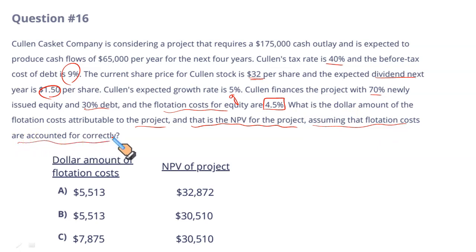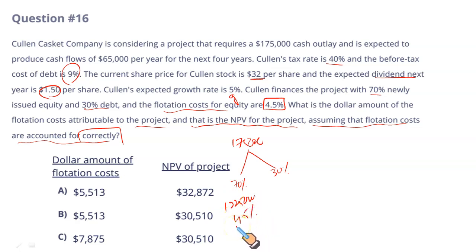There are two ways of treating the flotation cost. The first one is to consider the flotation cost as an initial outflow at the start of the project. And second is to embed or incorporate the flotation cost within the cost of capital. So this is the correct approach, treating your flotation cost as an initial outflow, as a part of your initial investment. So we need $175,000. 70% of this would come from equity and 30% would come from debt. 70% of this amount becomes $122,500. And 4.5% of this amount is your flotation cost.